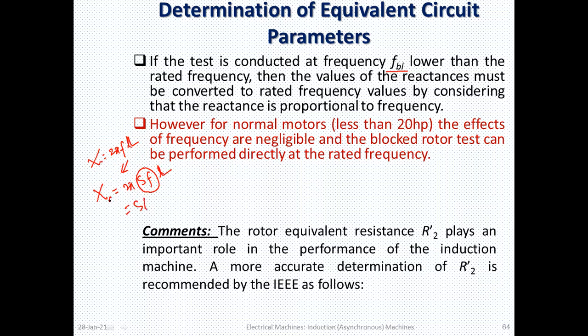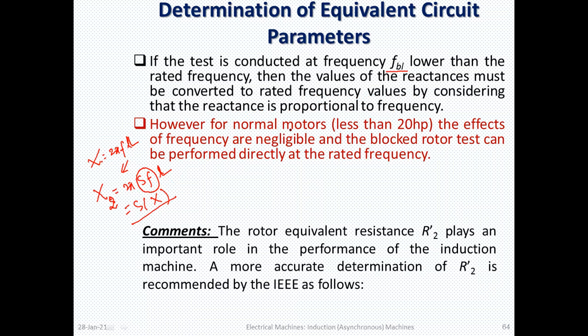Suppose X2, I am writing here, it will be equal to s into X. This also has been explained in our previous videos. So we find that we have to modify the reactance to be converted to the rated frequency value, by considering that the reactance is proportional to frequency. This reactance is proportional to frequency. If frequency is changing, then reactance will also change.